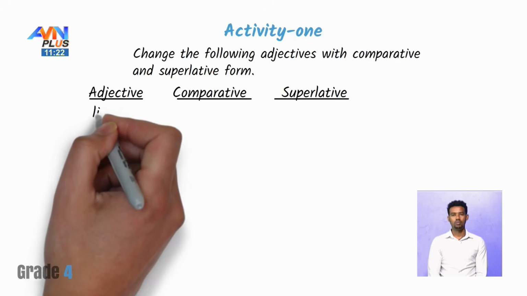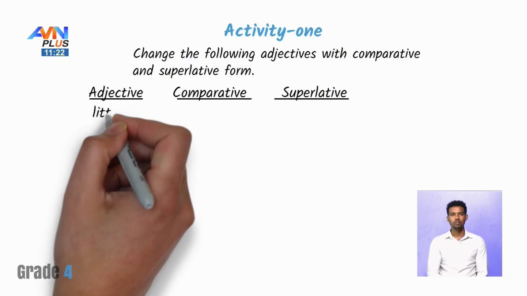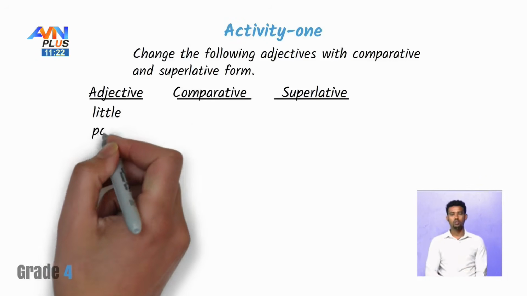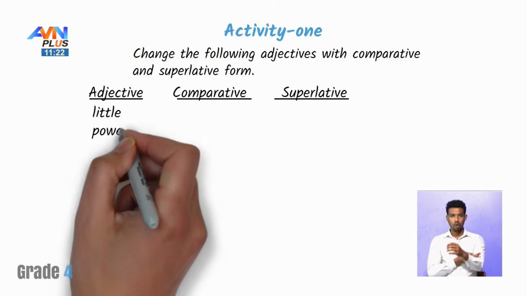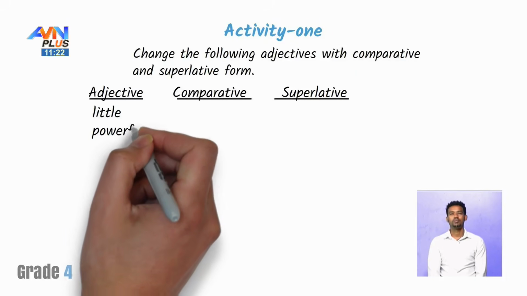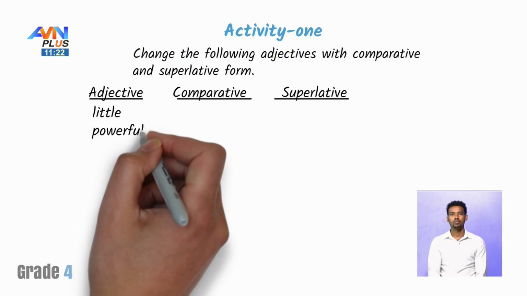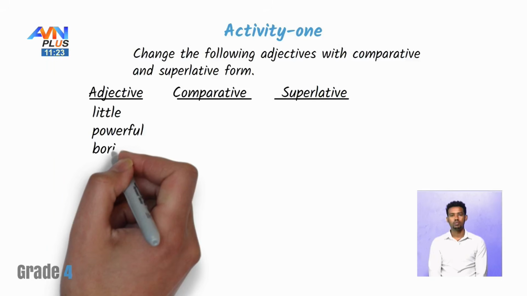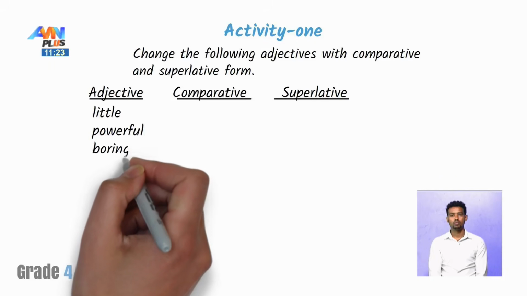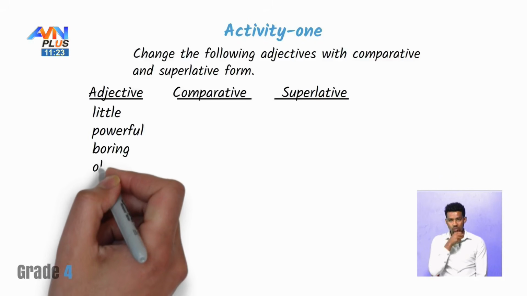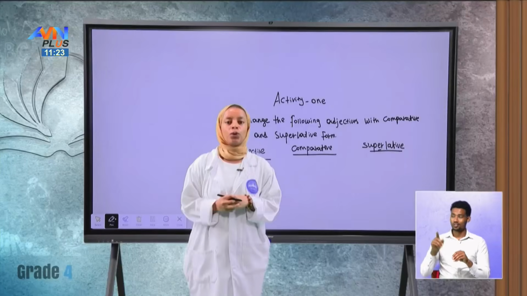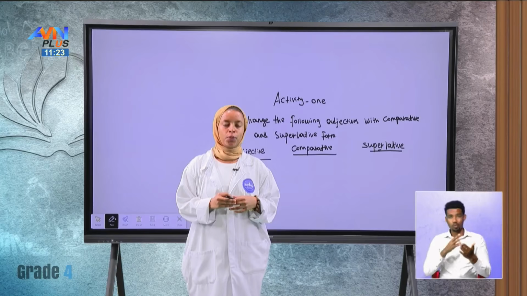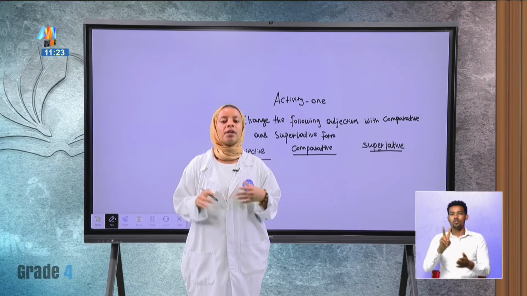Little, powerful, boring, old. Students, here are four words you can change with their comparative form and superlative form. I'll give you two minutes. I'll be here and I'll give you correction.